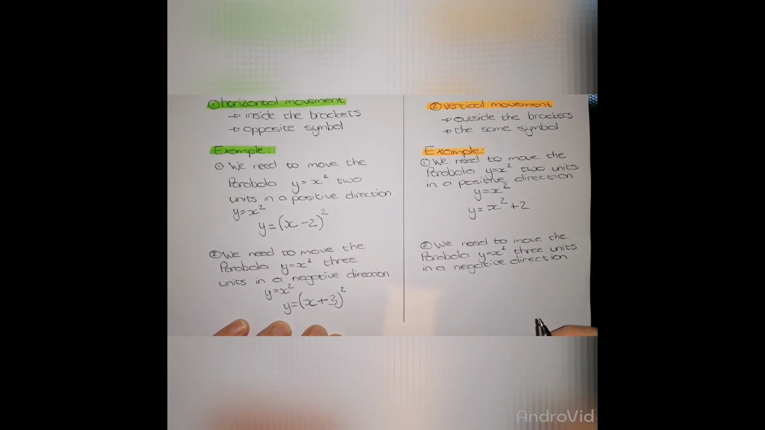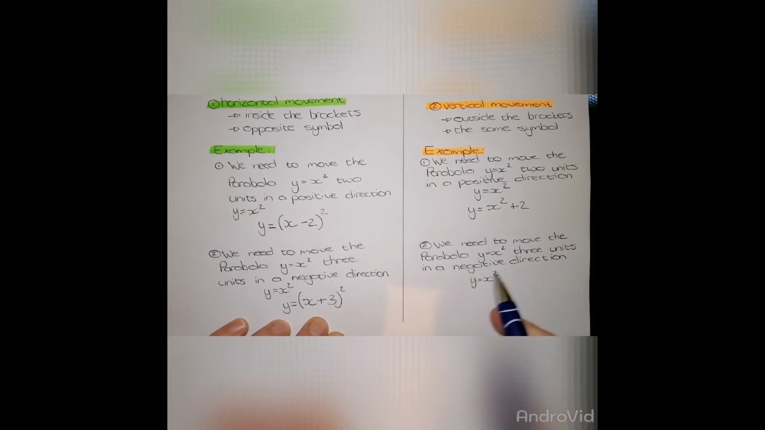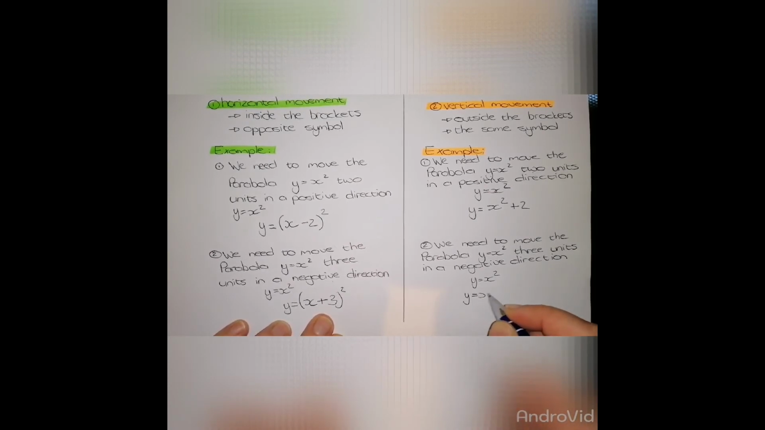Go to the last example. We need to move this parabola of y equals x squared 3 units in a negative direction. Once again, only moved on the y-axis. Therefore, I do not need to put my x squared in brackets. I just need to write down how it's moved on the y, and that is -3. And that is how you move a parabola on the x-axis as well as the y-axis.